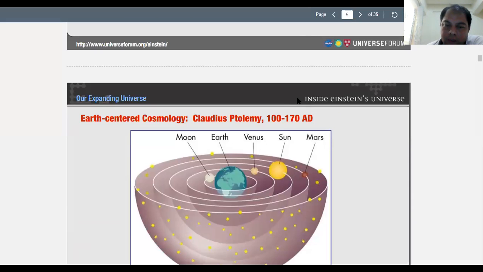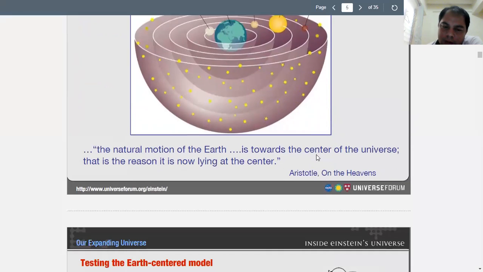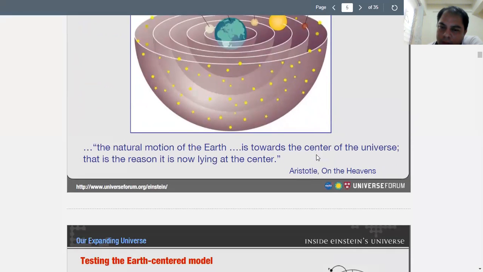Now, the Earth being the center of our cosmology, of course, created a lot of problems. The stars here are fixed in what they believed to be a celestial sphere. So it's like a hollow ring around the cosmos, and that's where the stars are fixed. Which is not true. We discovered that it is not true.